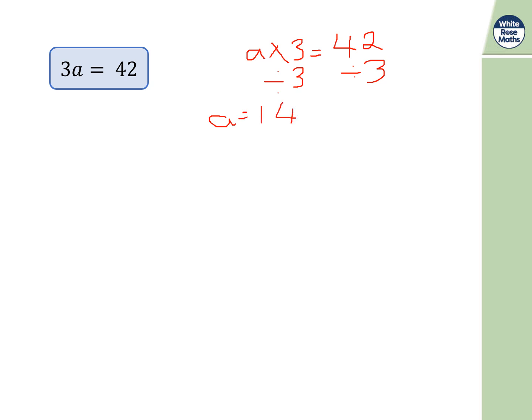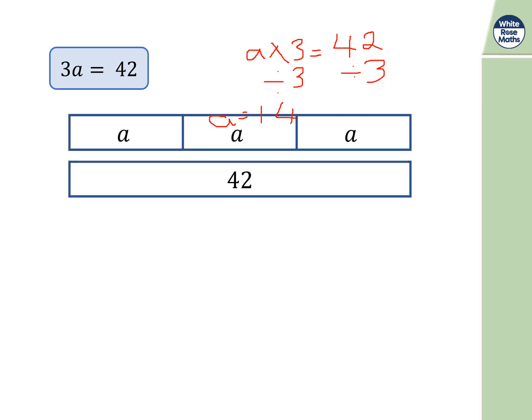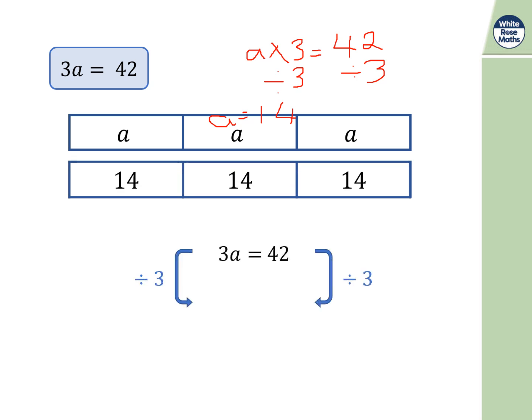Here is a White Rose Maths bar model to show this. We've got a there, a there, a there, and we've got 42. So each part is 14. There we go, 42 divided by 3, a is 14.